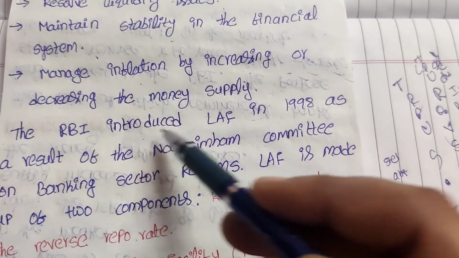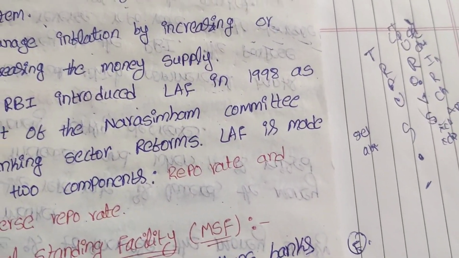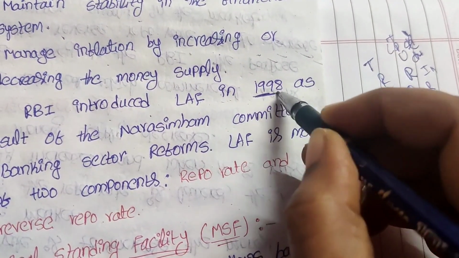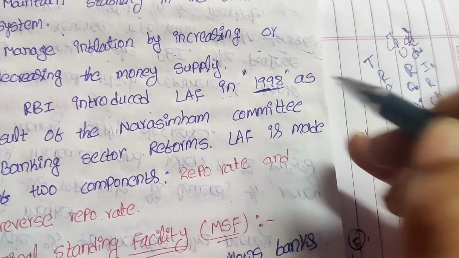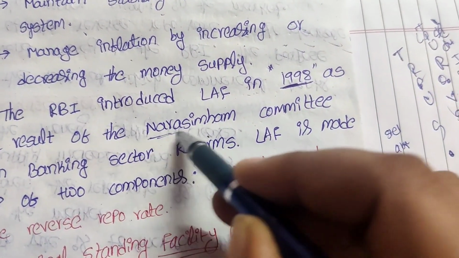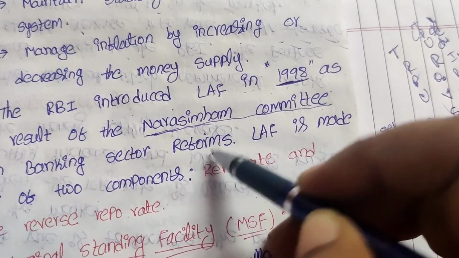Next, the RBI introduced LAF in 1998. So it is very important. When did the RBI introduce LAF? The answer is 1998, as a result of the Narasimhan Committee. Under which committee? The Narasimhan Committee on Banking Sector Reforms.